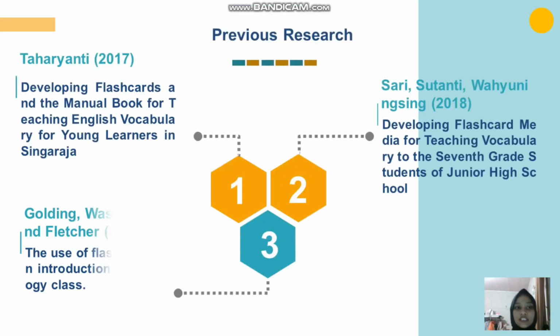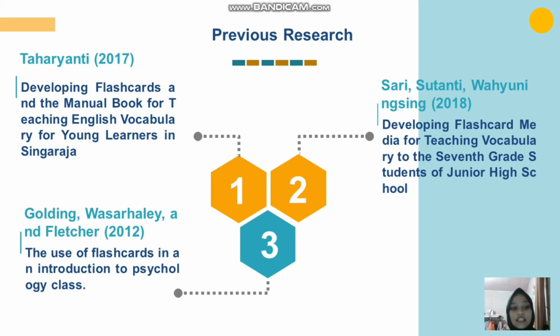There are three previous studies. The first is from Tahariati in 2017. Tahariati developed a flashcard and manual book for teaching English vocabulary to young learners in Singaraja. And the second is from Sari, Sutanti, and Wahyuningsih in 2018. They developed flashcards for teaching vocabulary to 7th grade students in junior high school. And the last is from Golding, Worsley, and Fletcher in 2012. It is about the use of flashcards in an introductory psychology class, the use of flashcards in college.